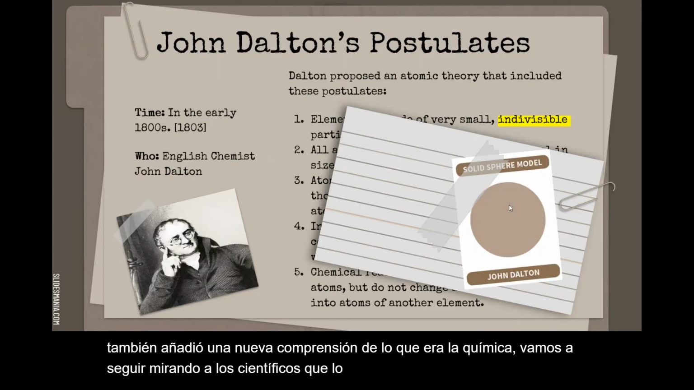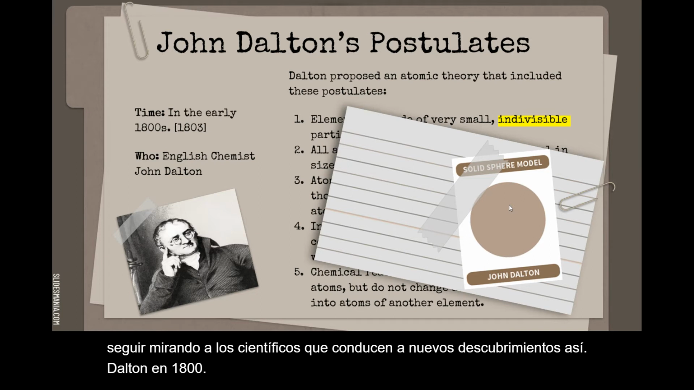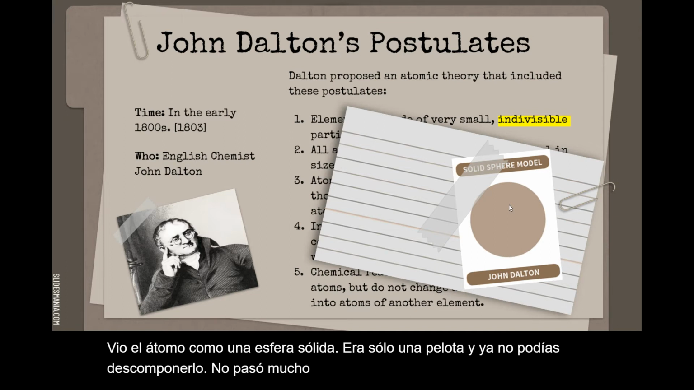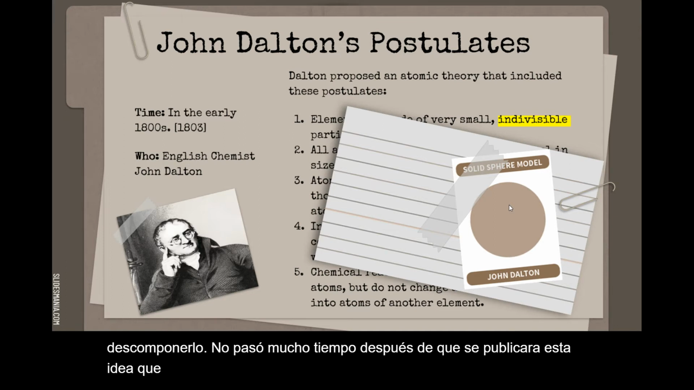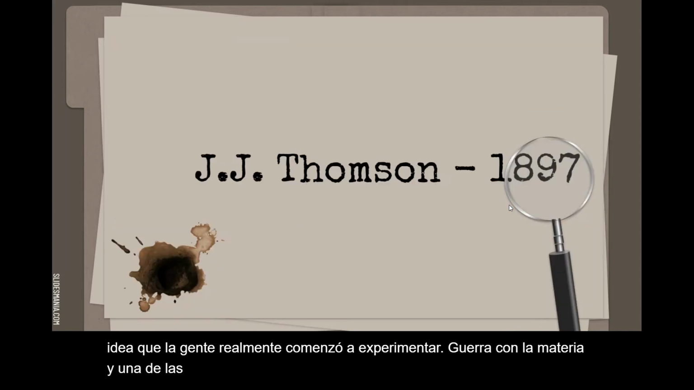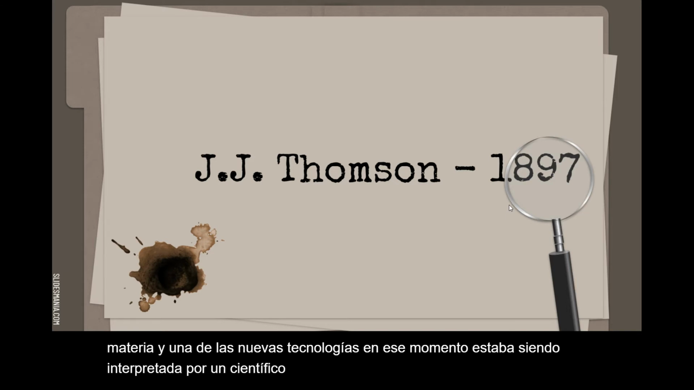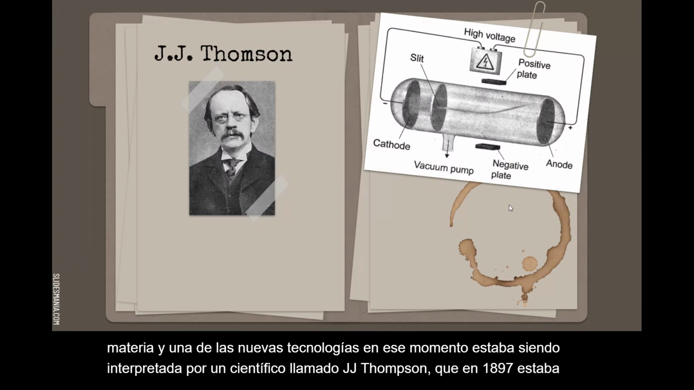So Dalton in 1800 saw the atom as a solid sphere. It was just a ball and you couldn't break it down anymore. It wasn't long after this idea was published that people really started to experiment more with matter. And one of the new technologies at the time was being played with by a scientist named J.J. Thomson, who in 1897 was playing with these things called cathode ray tubes.